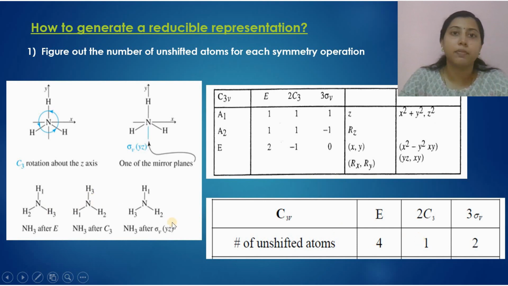And the last is the sigma V. There are 3 sigma V's. So while doing sigma V along a particular plane, say YZ plane, the 2 hydrogen atoms will shift their position while 1 nitrogen and 1 hydrogen will remain unshifted, and hence the number of unshifted atoms is 2. So we have found out the number of unshifted atoms during each symmetry operation.